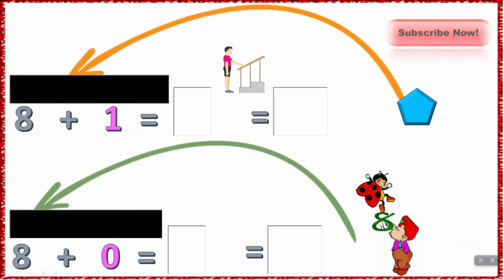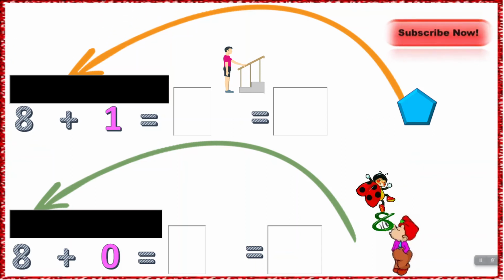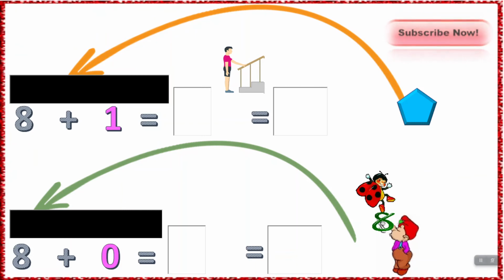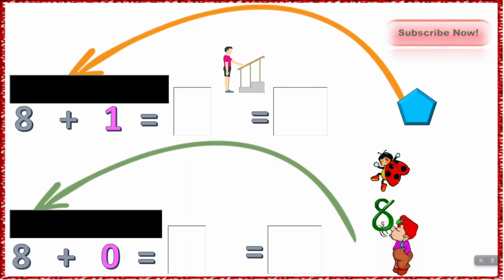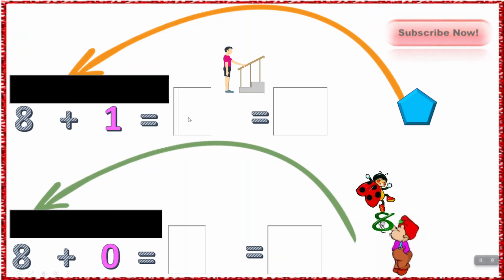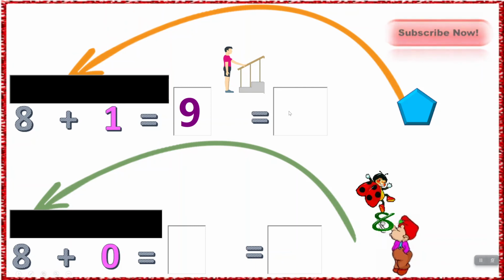Now we're just climbing a staircase. Remember, we said in class, anytime you're adding 1, just imagine that you're climbing one staircase. So 8 in my head, and I climb the next staircase, I'm just going to have 9. So my answer is 9.